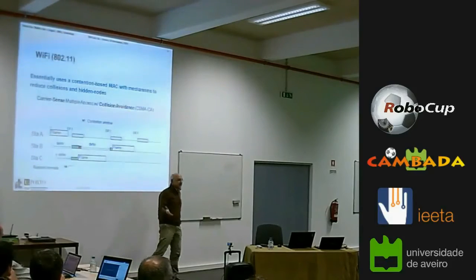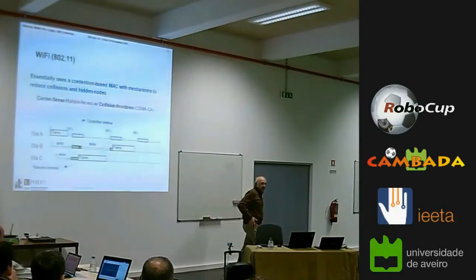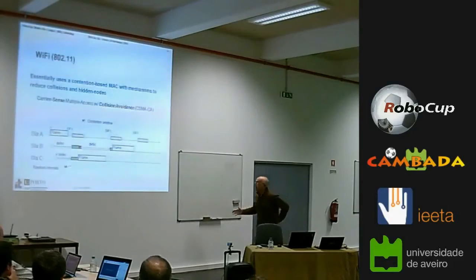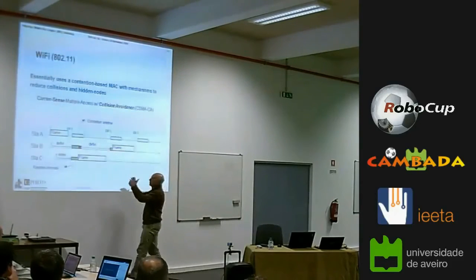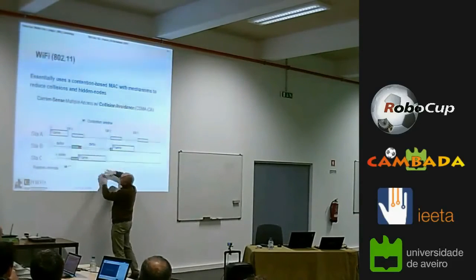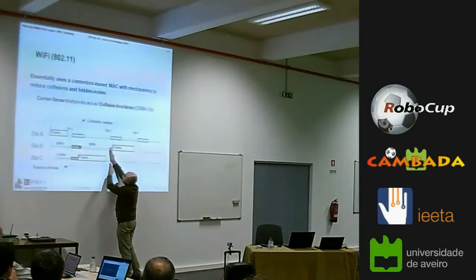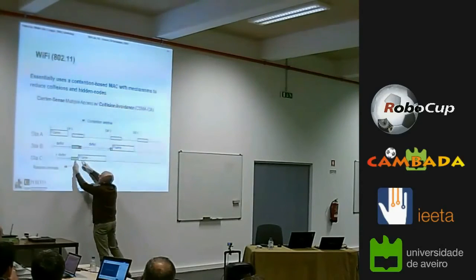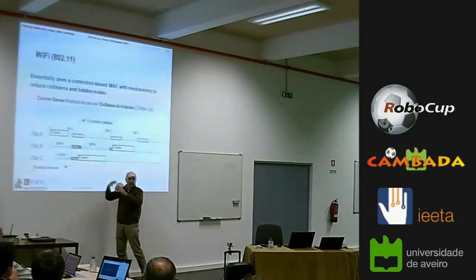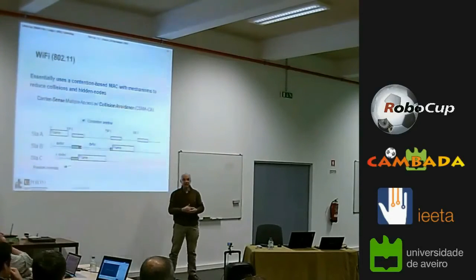And this just leads to a phenomenon called thrashing, which is the fact that if we have a lot of communication requests, the medium is really busy, and we have a lot of contention here. These random intervals are not enough to separate all the requests. And so the probability of collision is very high.